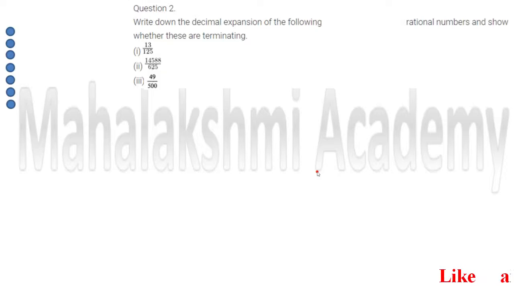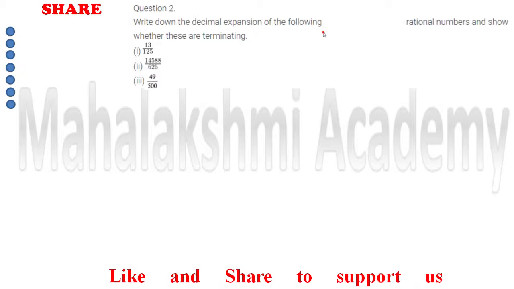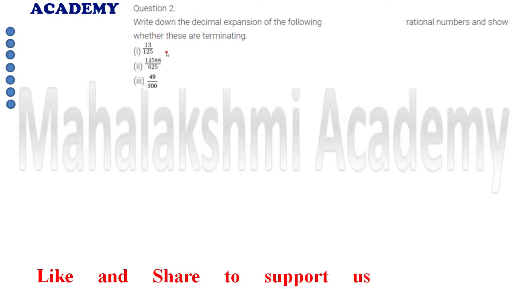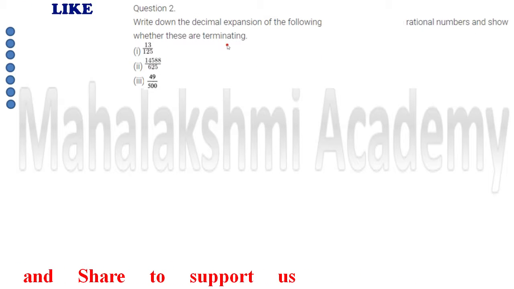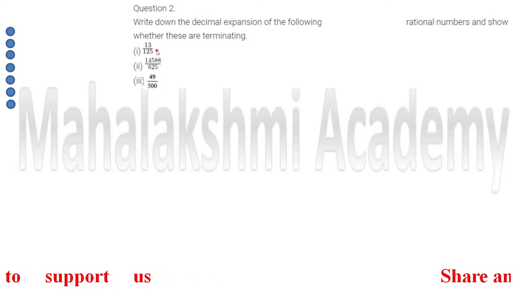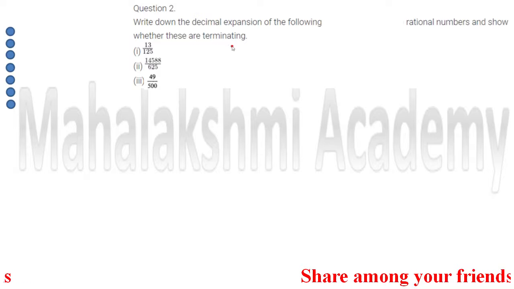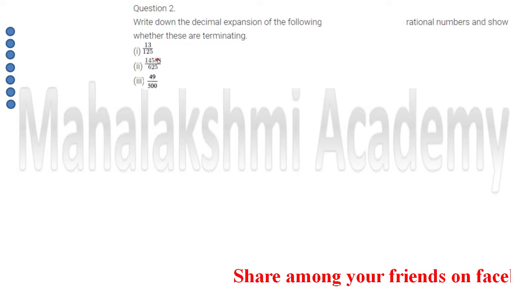Hello everyone, I am going to explain question number 2 from exercise 2.4 from 10th class maths. Question number 2 is: write down the decimal expansion of the following rational numbers and show whether these are terminating. So we have to write down the decimal expansion first, and then after writing it we have to show these are terminating. So we will start from the first part.